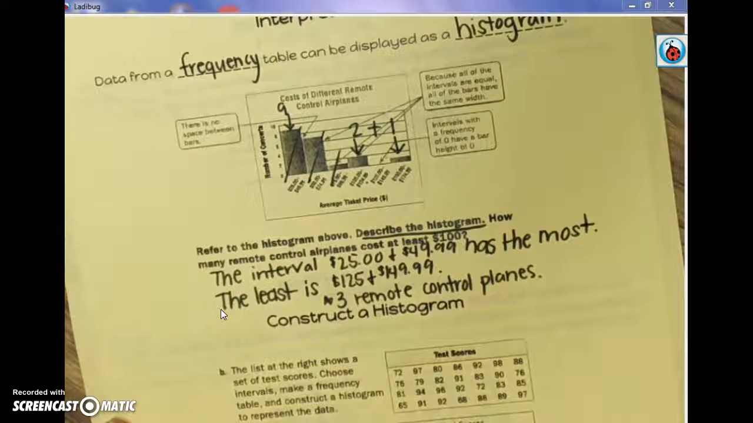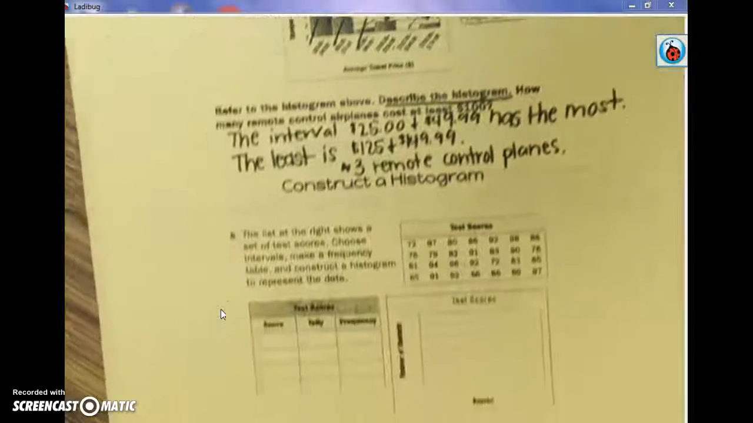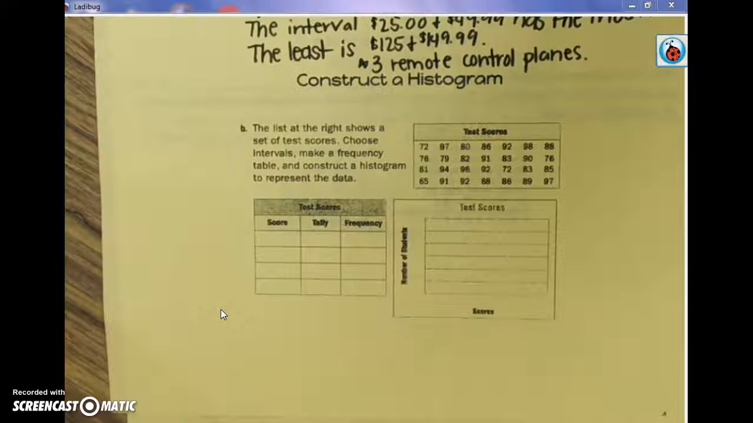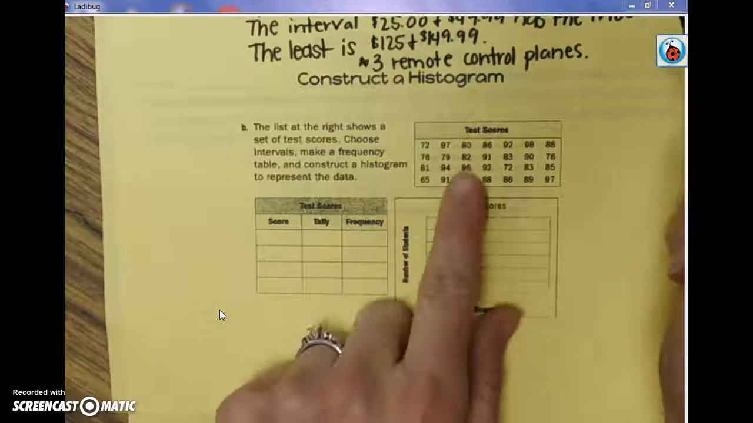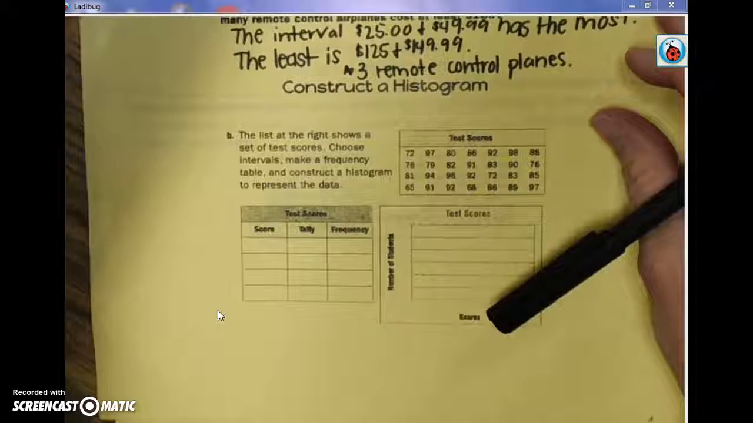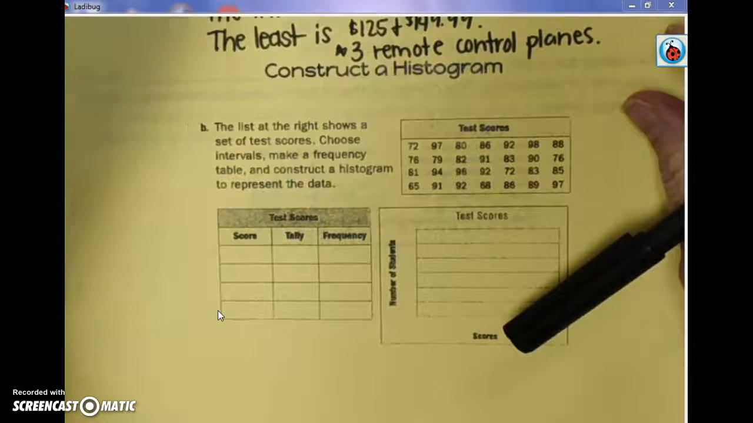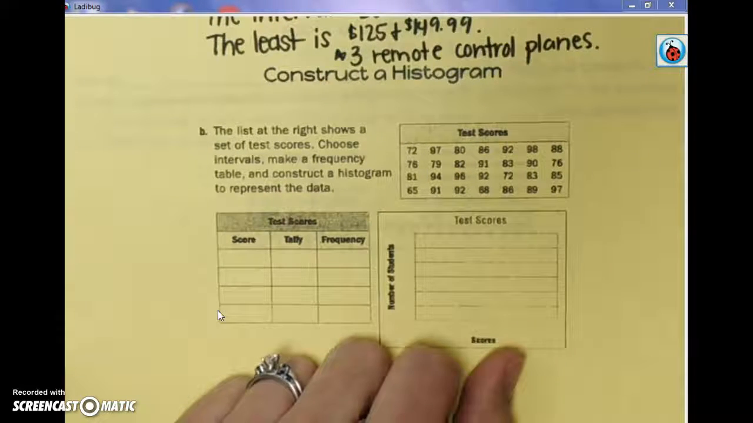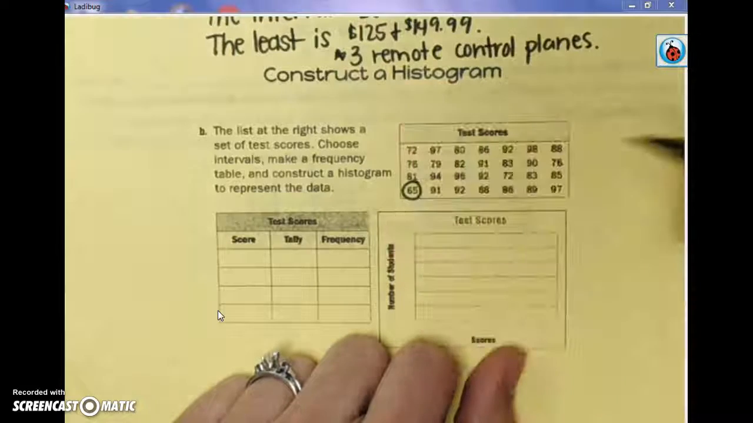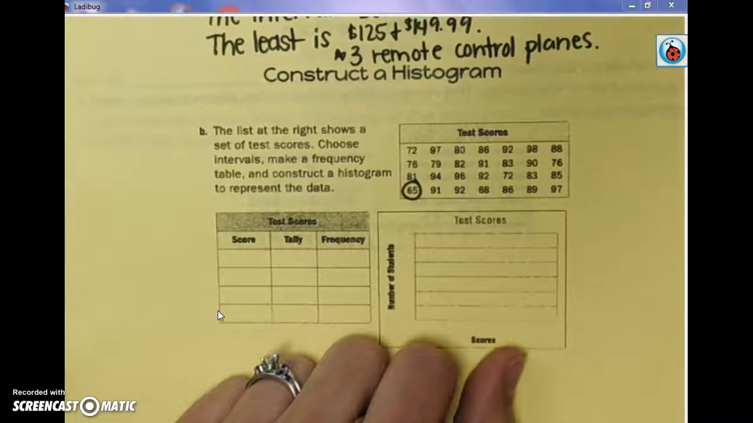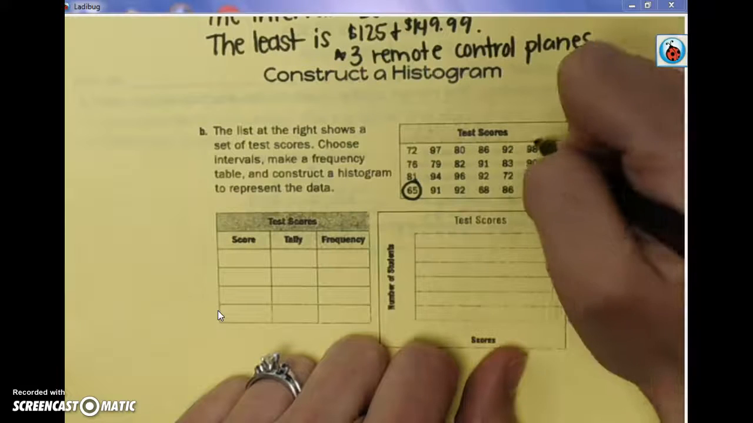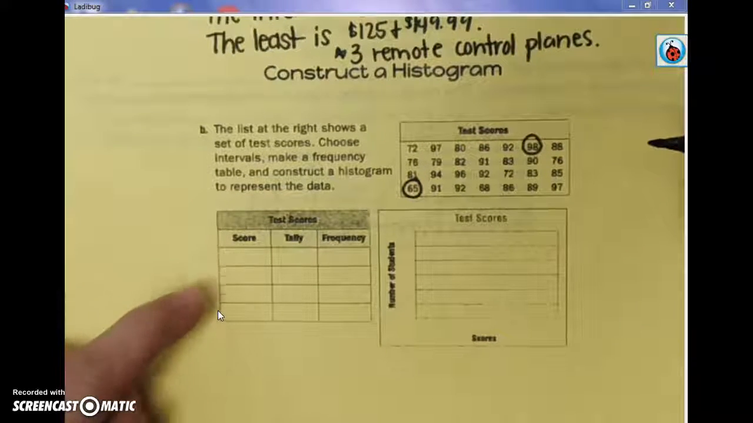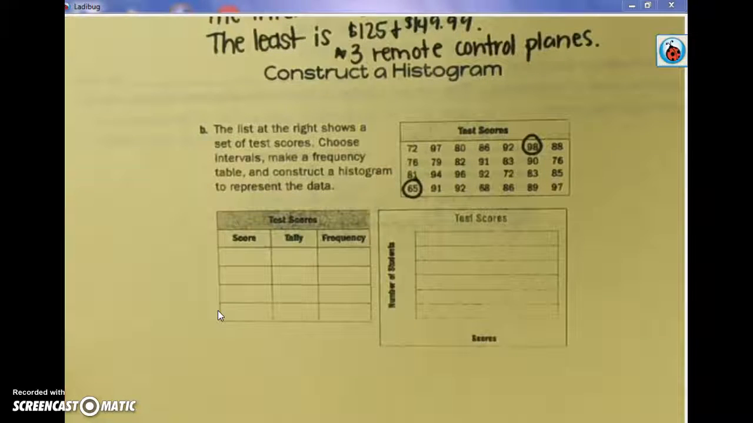Okay, that's describing. So when you describe, you tell the least, you tell the most. And then you answer a question if it has it. Down here, we're actually going to construct a frequency table and then a histogram. So the first thing we need to do is find the smallest number and the largest number on here. Who thinks I know the smallest number by looking on this? Brennan? 65. What is the largest number? Matthew? 98. So we know when we make our intervals, we have to make sure we include something with the 65 and 98.